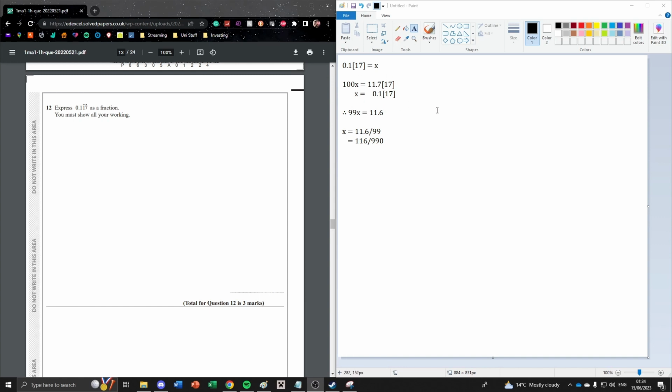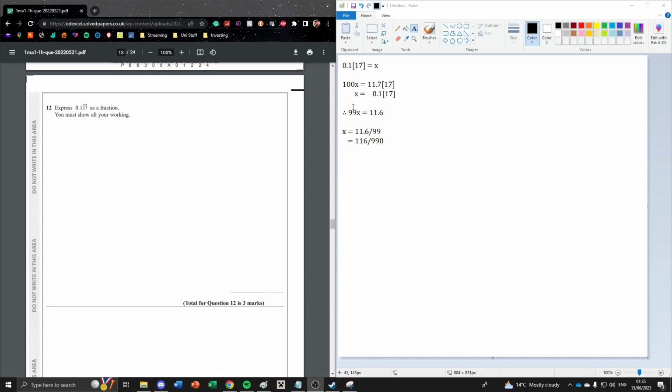Now this first step here is by far the most important. Whenever you're trying to do these sorts of questions, the trick is we need to multiply by a power of 10 such that we shift over by one recurrence. So when I say a recurrence, I mean an instance of these recurring digits. So here, by multiplying x by 100, you can see that I've moved the whole number left along such that the recurring 17 is in the same position as the recurring 17 is in our regular x. So we have 100x equals 11.7 recurring 17, and then x is equal to 0.1 recurring 17.